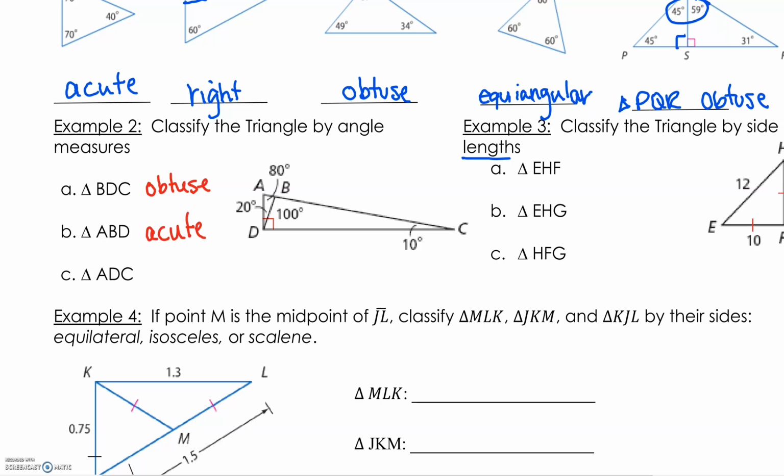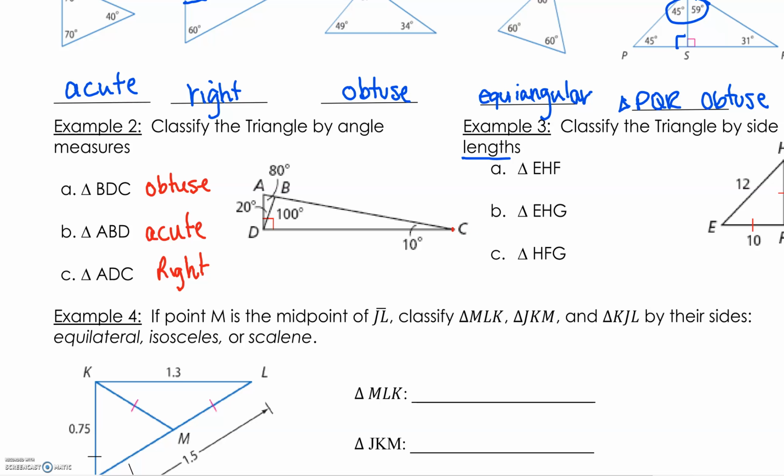And hopefully you got obtuse, acute, and right. So BDC is this one right here, and it has a 100-degree angle, so it's obtuse. ABD, this little one right here, we have 20, 80, and then the other one is going to have to add up to 180, which we're going to learn, but they are all acute. And then the right is this whole triangle ABC, and we see that right angle right there.